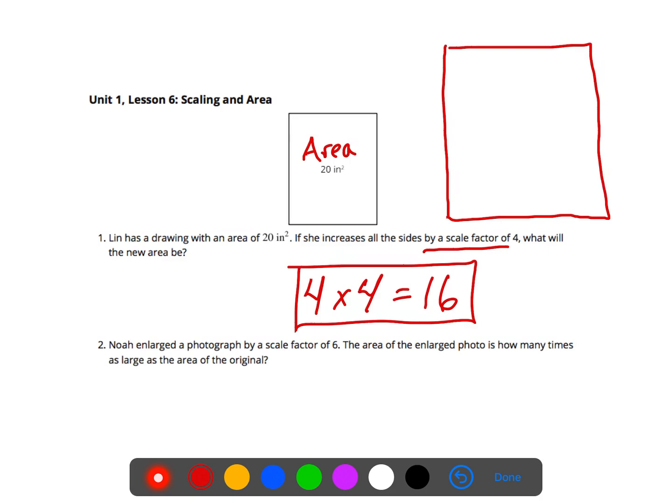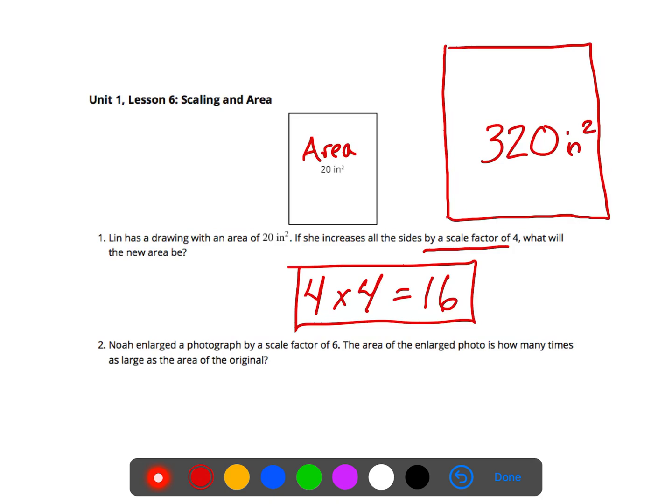10 times 16 is 160. 20 times 16 should double that amount because I'm taking twice the number of groups of 16. So instead of having 160, I have twice that. So 320 square inches should be the size of my scaled copy.